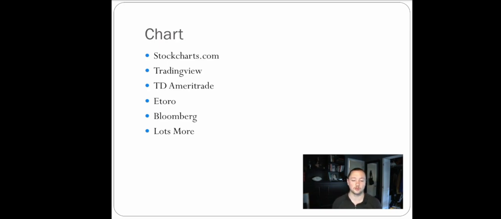There's TradingView, TD Ameritrade, eToro, Bloomberg, and lots more. eToro is really cool because it's kind of like a social network for stocks, but it's only available in the United States. It's not available in Canada anymore. TD Ameritrade links up directly with your trading account, so there's no need to go between a platform like this and your bank account. So it really depends on what you're looking for and what your time frames are, but there's lots of different options out there. I use stockcharts.com, and that's what we're going to go through today.